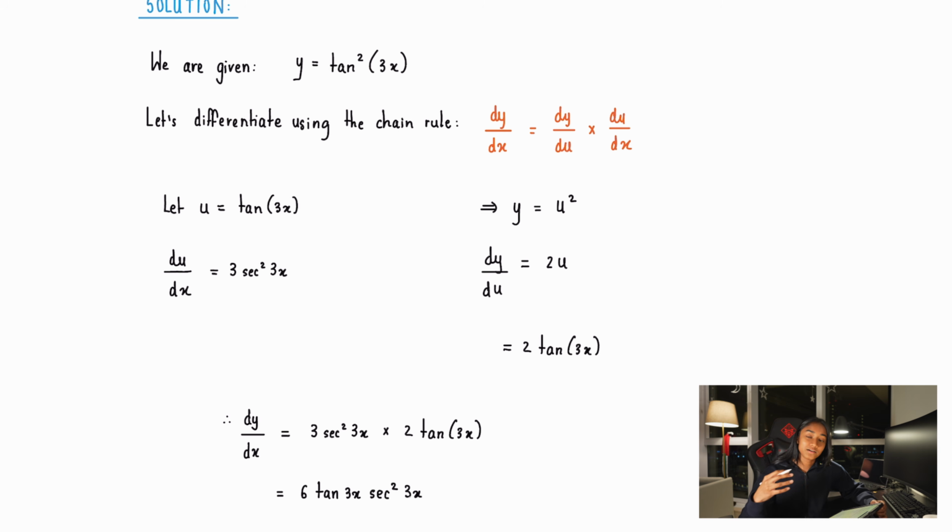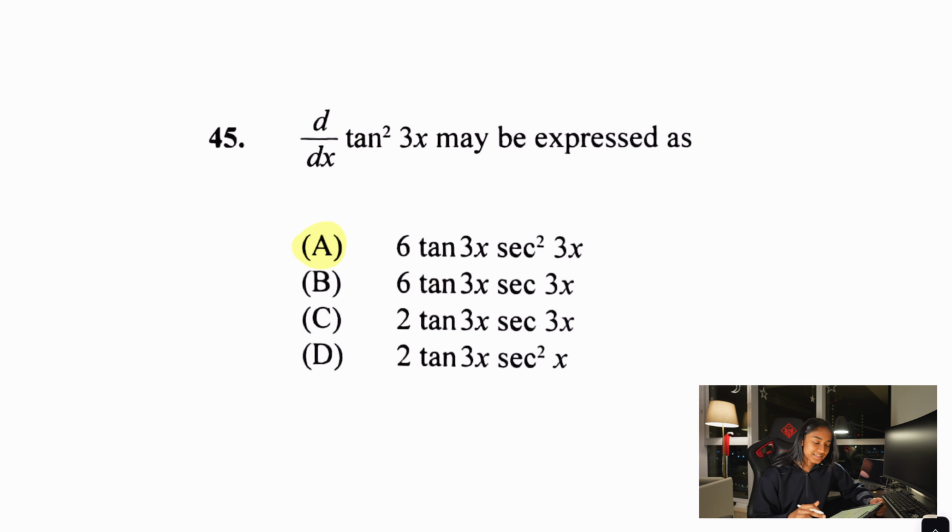Now, to finalize all of it, bring it all together, and end it all, we are going to multiply, because that is what the chain rule commands us to do. When we do that, we end up with our final answer, 6 tan 3x sec squared 3x. And to end it all happily, for question 45, the answer is A. Congratulations, you did it.